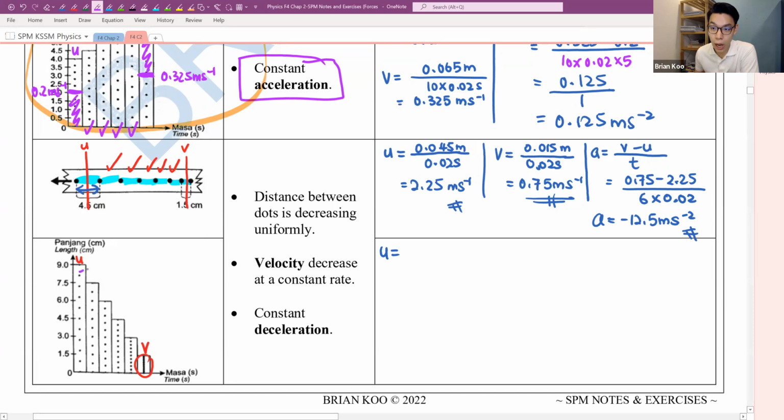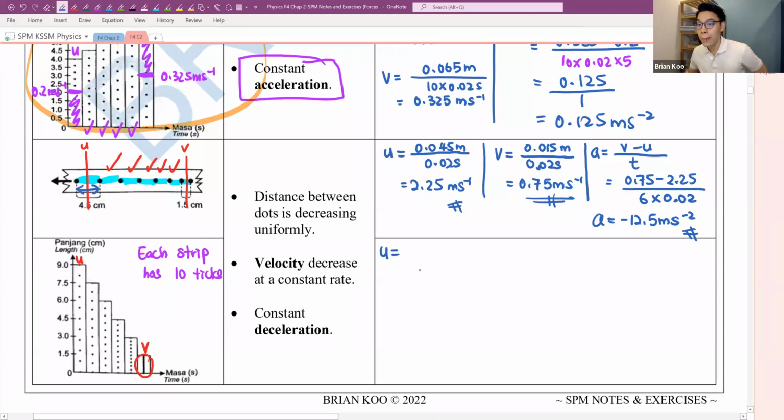How many ticks? 1, 2, 3, 4, 5, 6, 7, 8, 9, 10. Each strip here has 10 ticks. Don't count the dots. The dots would be 11. You see, I count the space between the ticks. The dot is 11, but the ticks is 10 only.